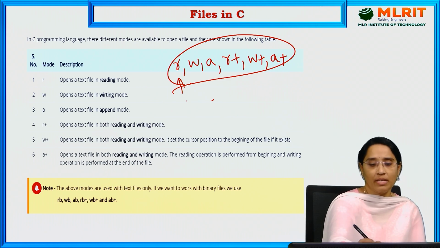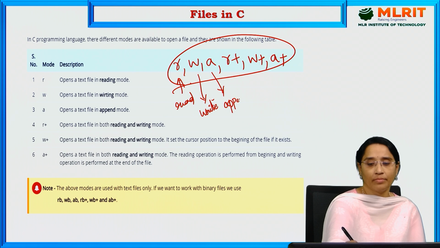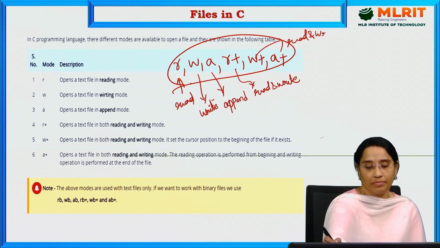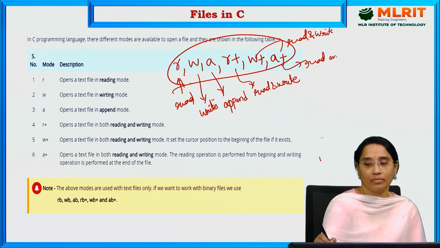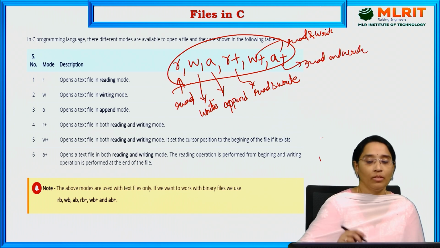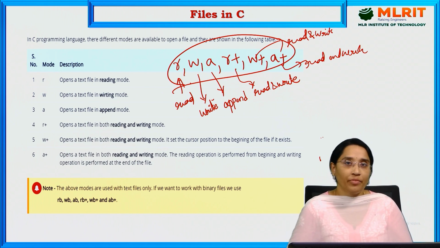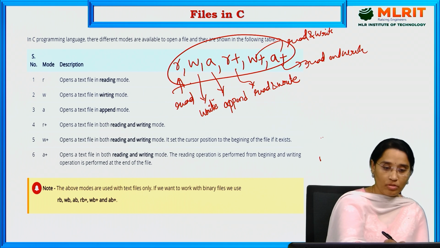This one is the read mode. Next, write, append, and read and write. R opens the text file in reading mode. W opens the text file in writing mode.